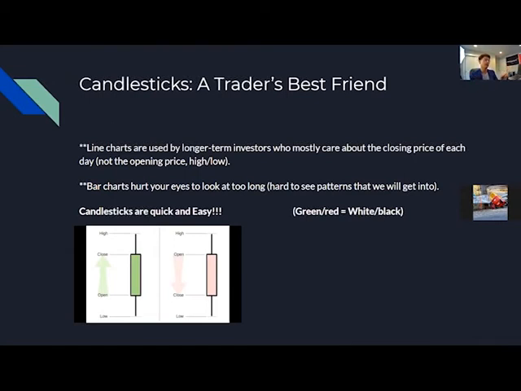So let's say that this was a day. Each candle represented a day. The high would be the topmost part of the line. The close would be the topmost part of the body. The opening price would be the lowermost part of the body, and the absolute low in that time interval would be the lowest part of that line.